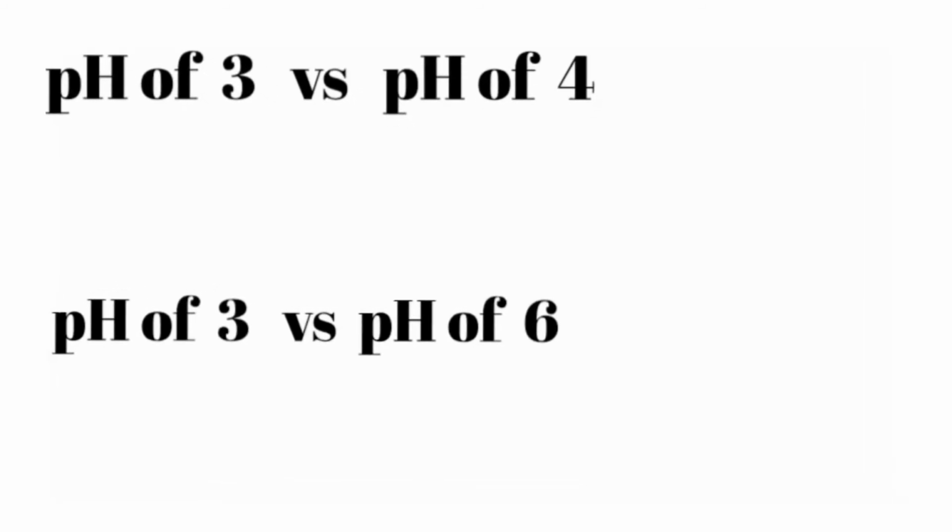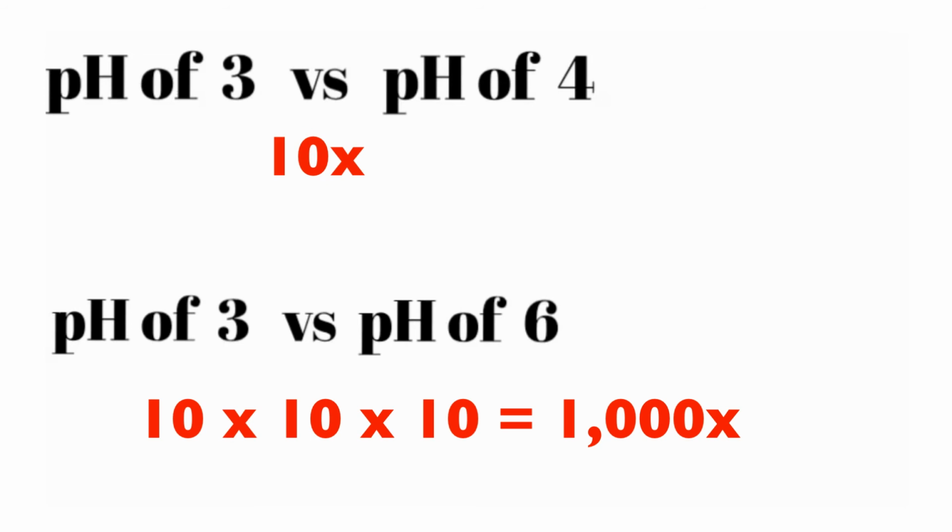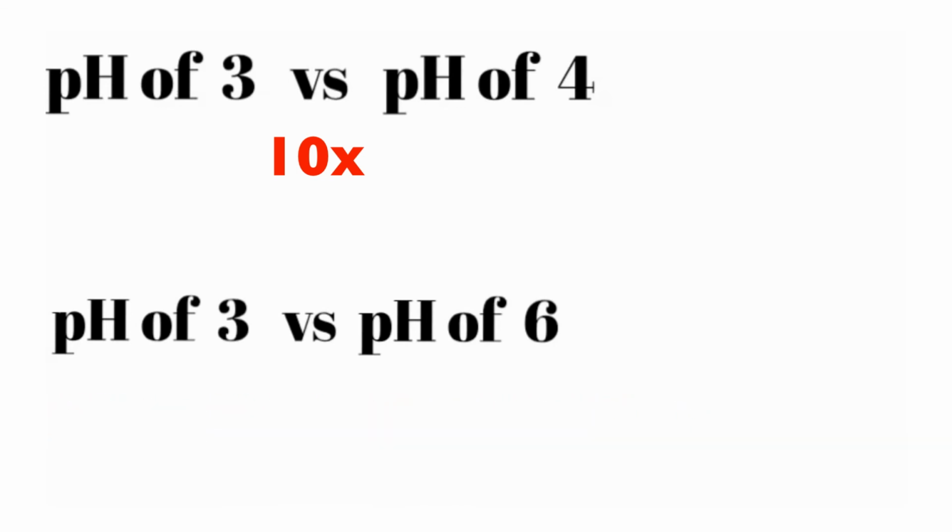The pH of 3 is 10 times more acidic than a pH of 4. It's just not a little bit more acidic, it's 10 times more acidic. And this is what I'm referring to when I mention the logarithmic scale. And the reason why 7.38 to 7.42, the acceptable range of blood plasma pH, is not as narrow as it might look. A pH of 3 is 1,000 times more acidic than a pH of 6.